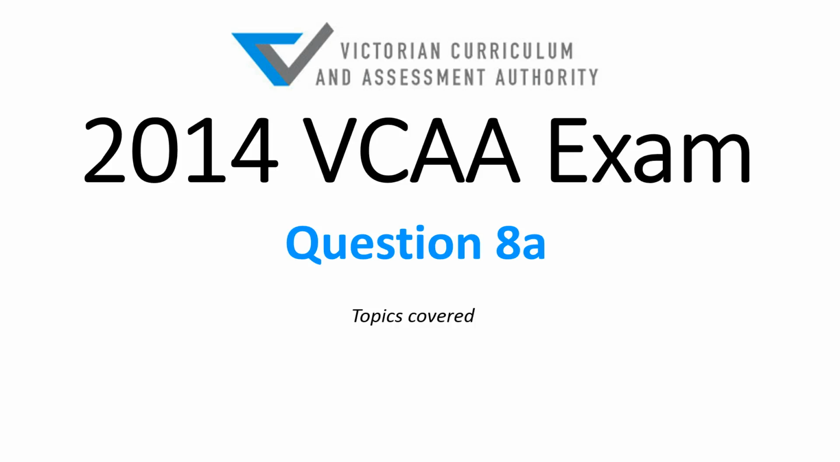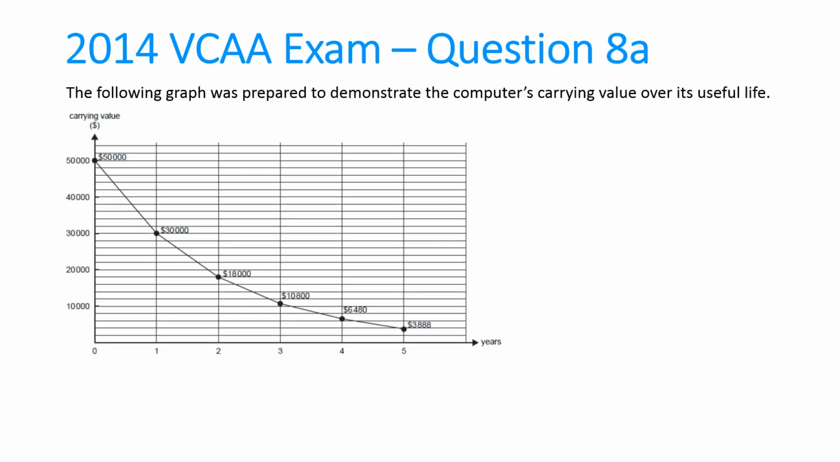Question 8 had 3 parts, A, B and C, and each part focused on the topic of reducing balance depreciation. What you were given was a graph, and it said this demonstrates the computer's carrying value over its useful life. So we've got a non-current asset which at the beginning of its life had a cost or carrying value of 50,000. It was being used for 5 years, at which point its carrying value was 3,888.